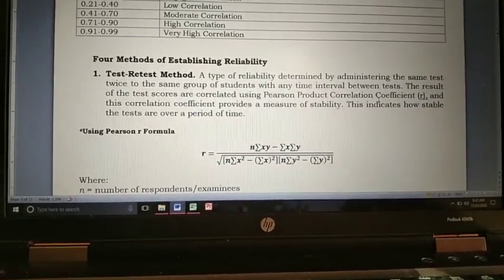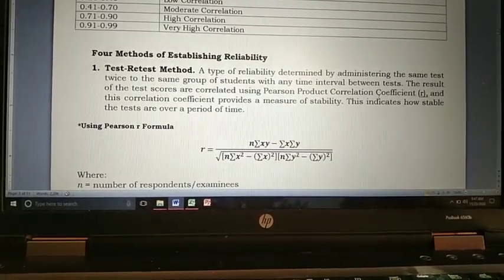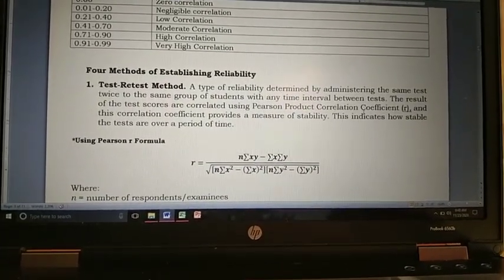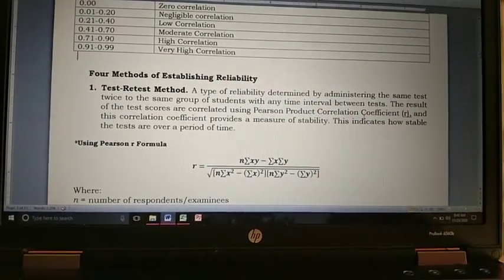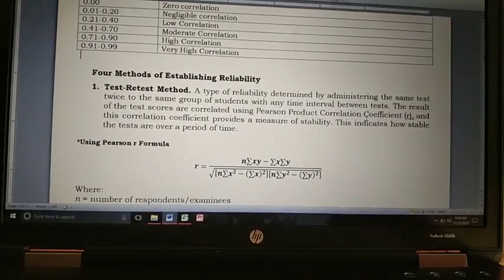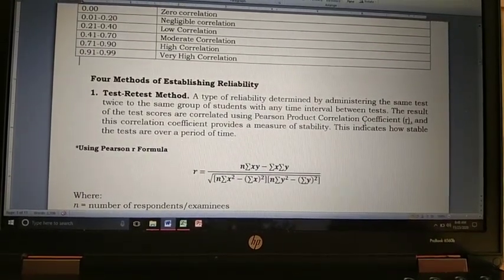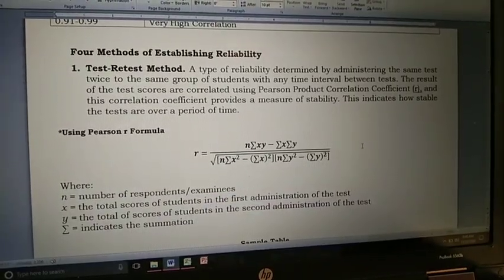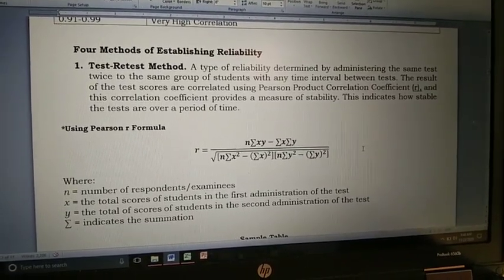So meaning nito guys, ang test-retest, mag-administer ka ng the same test to the same group of students. Mag-administer ka ng una, then para malaman mo yung stability ng test mo, you can retest it to the same group of students. For you to determine how stable your test is, you can use the Pearson R formula.